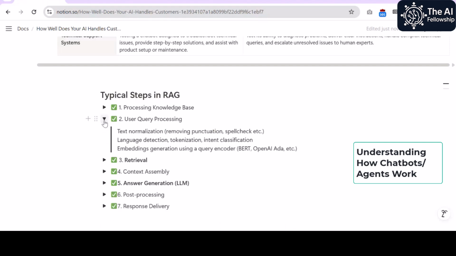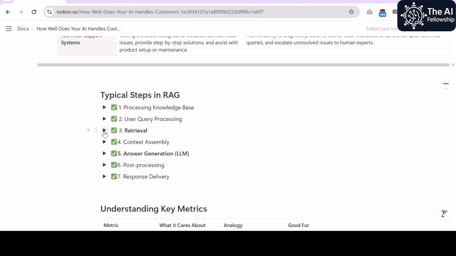Then after that, the second step is user query processing. Whatever you ask, it has to understand your prompt. That is important. Only that way it will be able to answer properly. It should understand what you're asking for. So there is text normalization, language detection, embeddings, and all again that come into place.